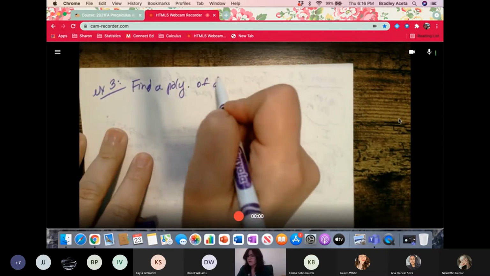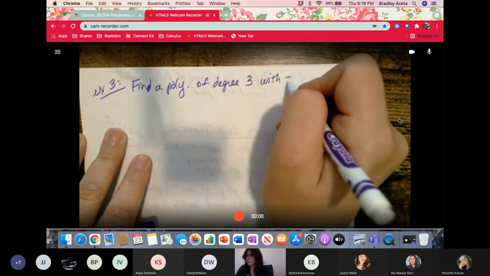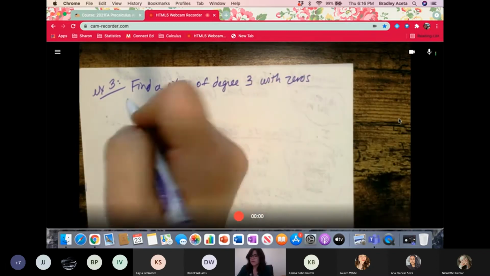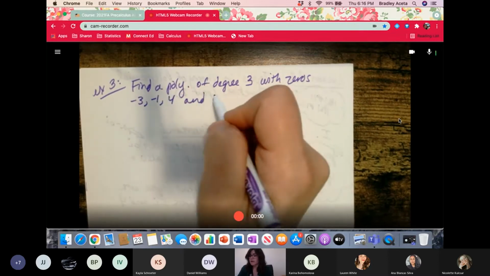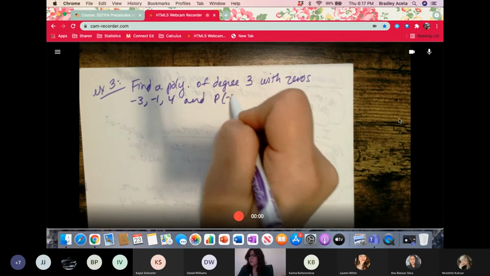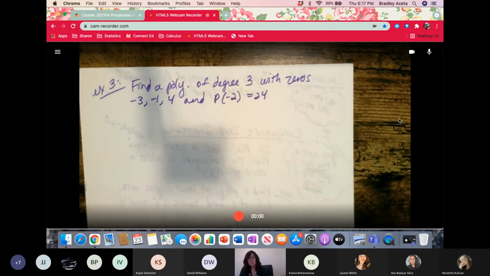Find a polynomial of degree 3 with zeros negative 3, negative 1, 4, and P of negative 2 equals 24. So this starts off the same way. They've given us zeros. We're to find the polynomial.